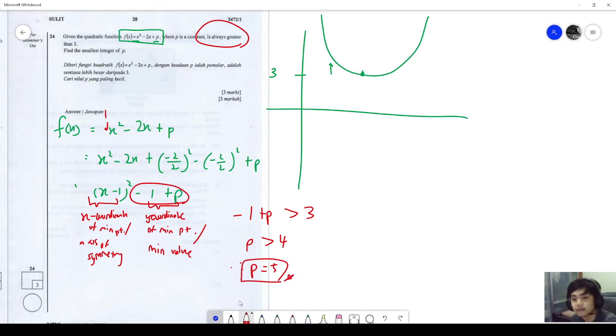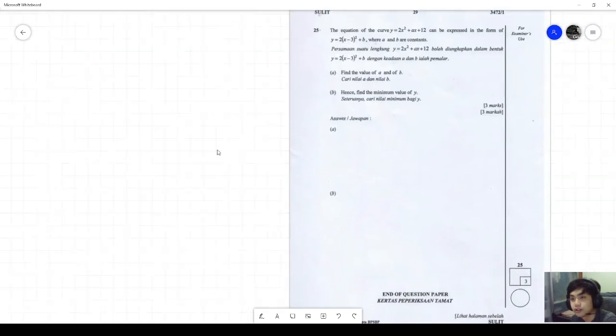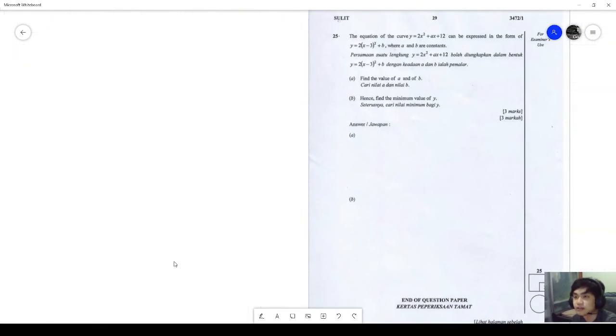So this is done. So the last question, question 25. The equation of the curve y equals 2x squared plus ax plus 12 can be expressed in this form, where a and b are constants. Find a and b. So once again, we're going to convert into vertex form.